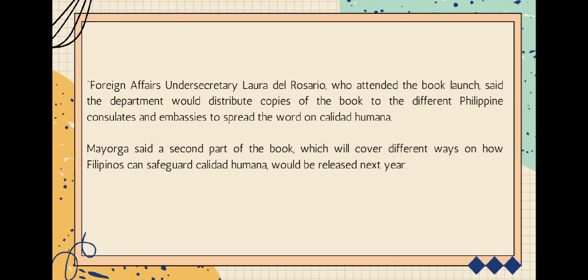Foreign Affairs Undersecretary Laura Del Rosario, who attended the book launch, said the department would distribute copies of the book to the different Philippine consulates and embassies to spread the word of Kalidad Humana. Mayorga said a second part of the book, which will cover different ways on how Filipinos can safeguard Kalidad Humana, would be released next year.